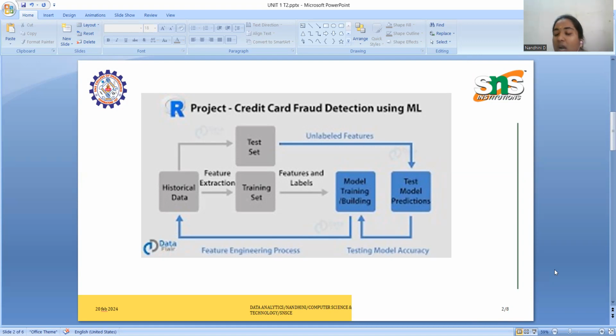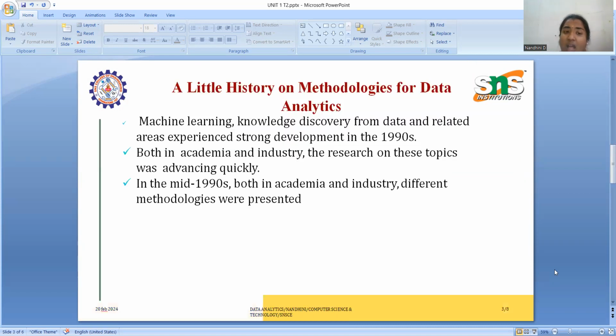After that, we use algorithms for insights. Concepts like data science and artificial intelligence play pivotal roles in this history. In this, mainly machine learning knowledge. We have seen that in the 1990s, research was advanced and quick research was given, and industrial experts' methodologies were being published here.